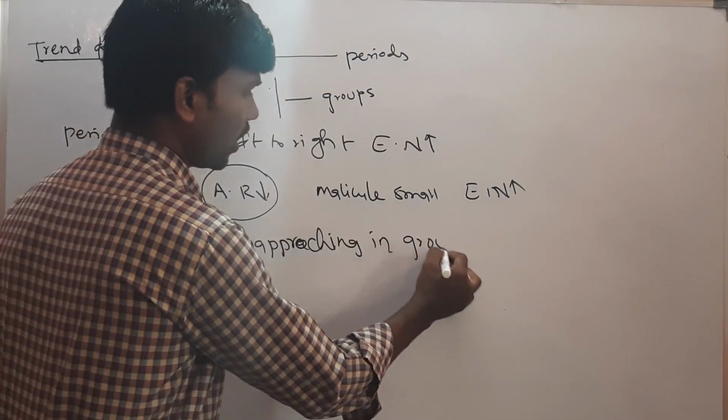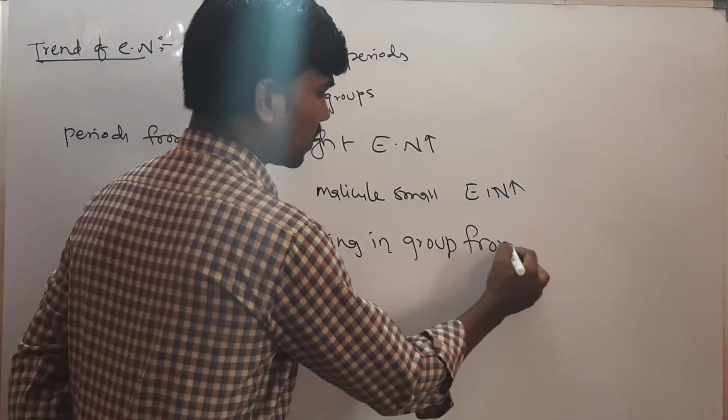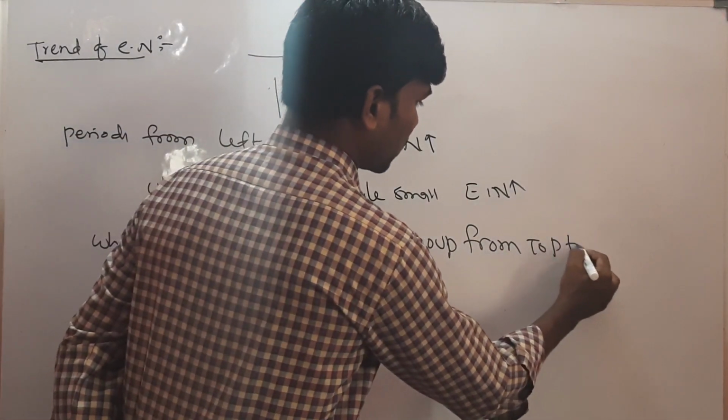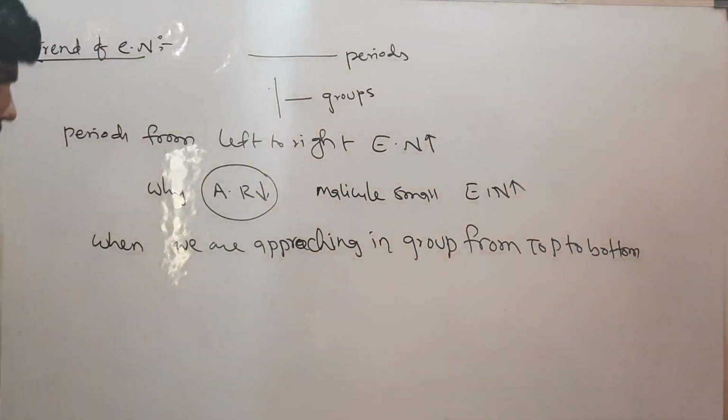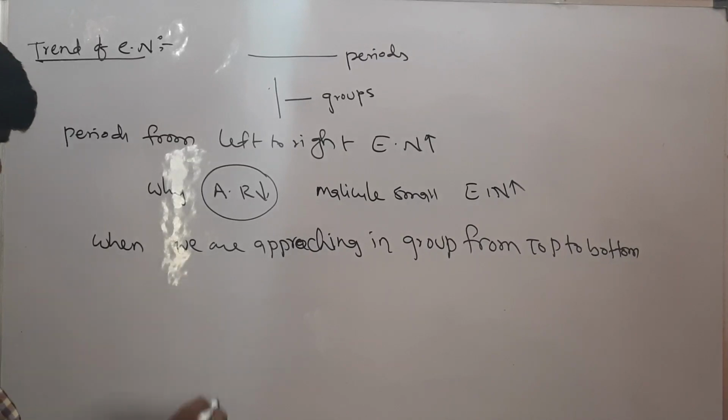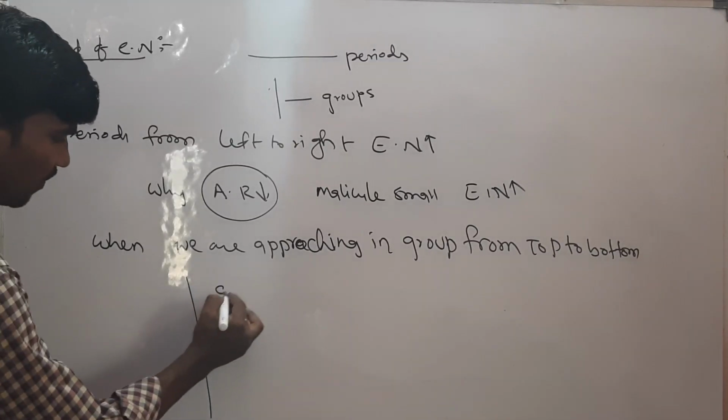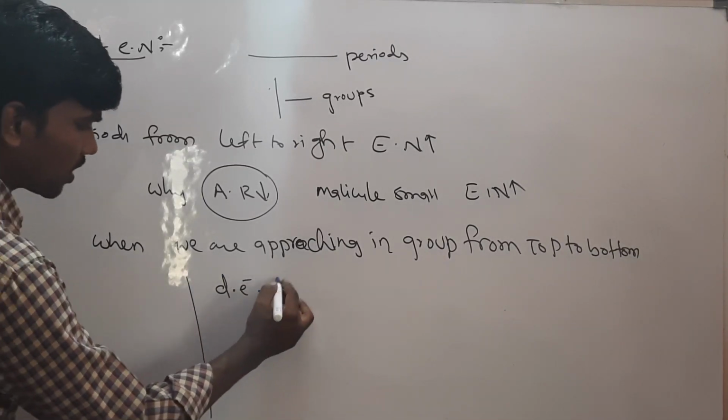Now when we are approaching in a group from top to bottom, the differentiating electron means the last electron.